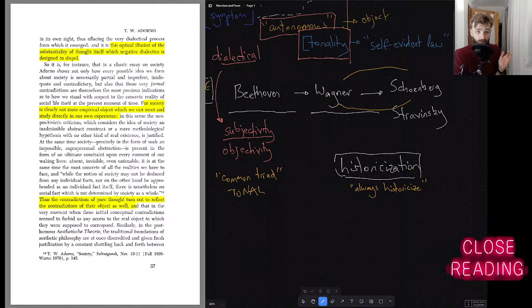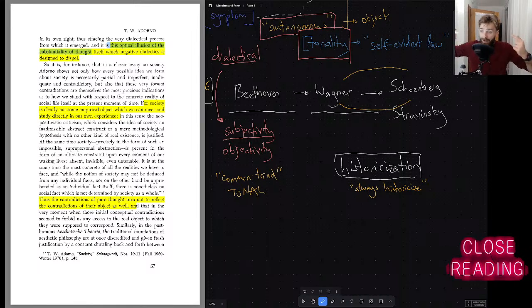This is one way of interpreting what Jameson is saying here with describing again the dialectical process, the very dialectical process from which it emerged. Adorno creates an optical illusion of the substantiality of thought. Because this phrasing, the optical illusion of the substantiality of thought, is giving thought a sort of substance, it's giving thought a power in the world, but it is also recognizing that the power that thought has in the world is an illusion or is founded on an optical illusion.